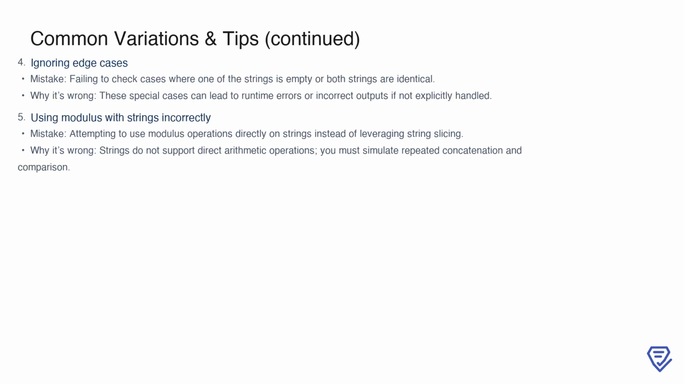Now, let's talk about some additional mistakes that can trip you up. Ignoring edge cases is a frequent oversight. For instance, if one of the strings is empty, or if both strings are identical, failing to handle these scenarios explicitly can result in runtime errors or incorrect outputs. Another mistake involves misunderstanding how to use modulus with strings. Since strings don't support arithmetic operations directly, trying to apply a modulus operation without proper context will fail. Instead, you should use string slicing and repeated concatenation to simulate the behavior of modulus when working with strings. Being mindful of these pitfalls will help you avoid unnecessary errors.